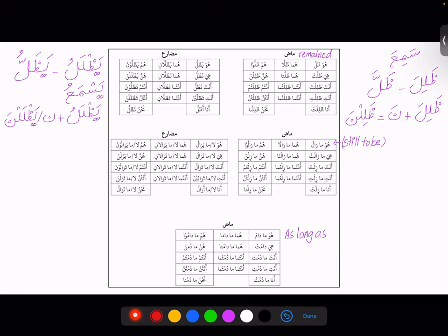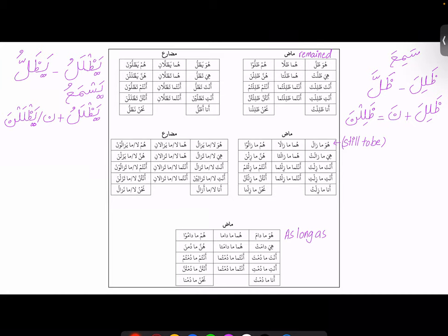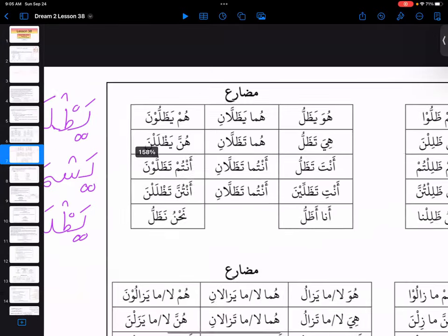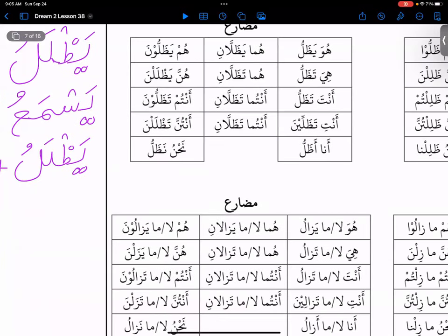Now, hunna, what happened over here? So, zalila, and then you are adding nun niswa, right? And then you are going to give sukoon to this lam. And how are we going to pronounce it now? Zalilna. Zalilna. Right? So, this is how it's going to work. And for the rest, we're just going to look at hunna, because otherwise they are basically regular.